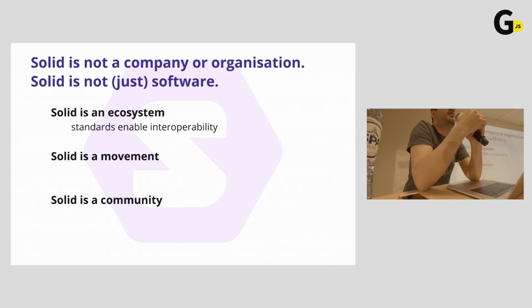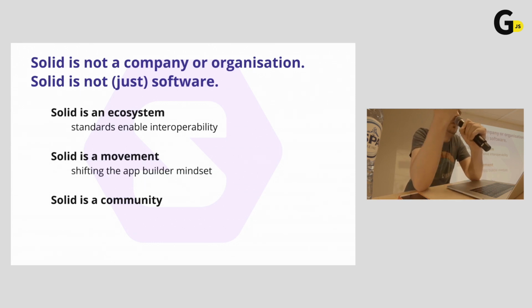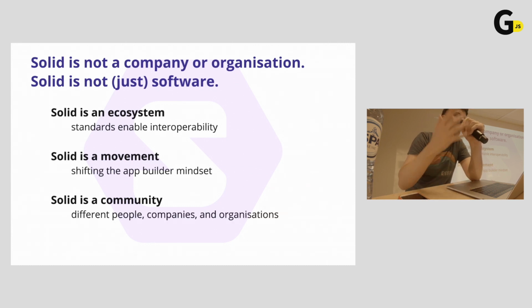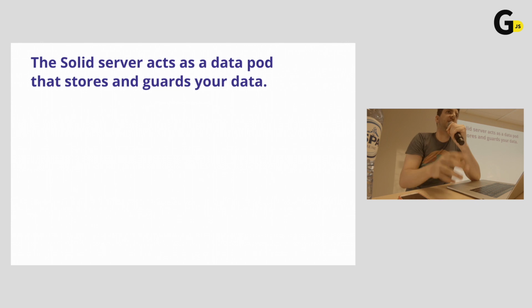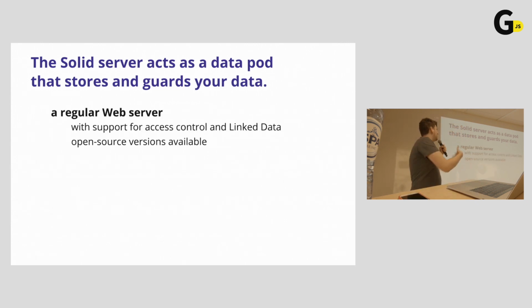It's an ecosystem in the sense that we define the standards to make this work, just like web standards, basically. It's a movement in the sense that we want to explain to people, you can build apps differently. You don't have to harvest data first. It's a community that consists of different people, companies, and organizations who want to make this work. So what exists already? Well, we have a Solid server that acts as a data pod, and basically it's a simple web server with support for linked data and access control. That's it. It's just like a website except for personal data.